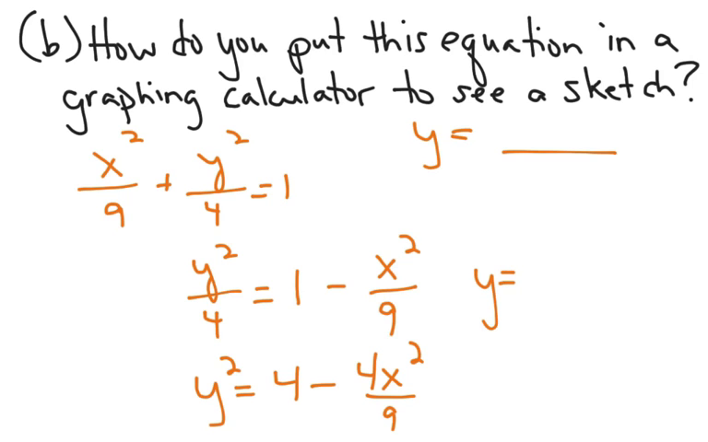Well, when I do that, in order to see the full picture, when you square root, you've got to use that plus or minus symbol. So I would plug in positive square root of 4 minus 4x squared over 9 in y1 equals, and then I would put y2 equals negative square root of 4 minus 4x squared over 9. What you're doing is graphing two arcs, which when you see the whole picture together, you'll see the entire ellipse.